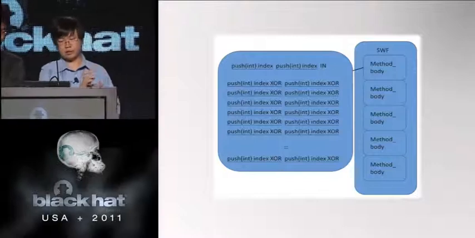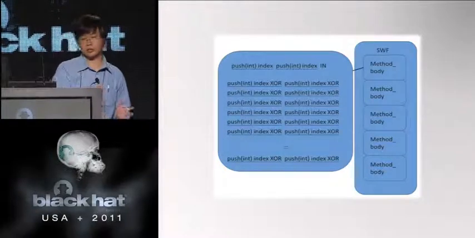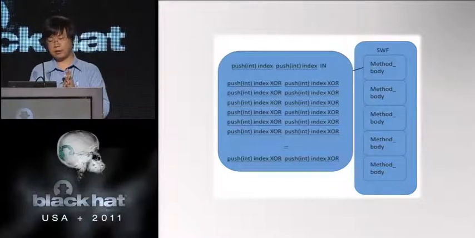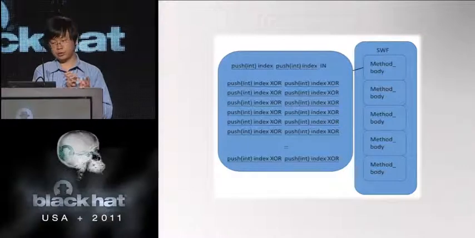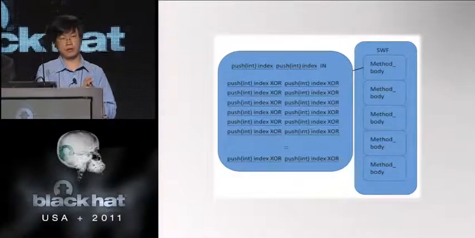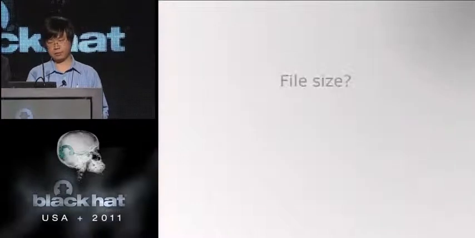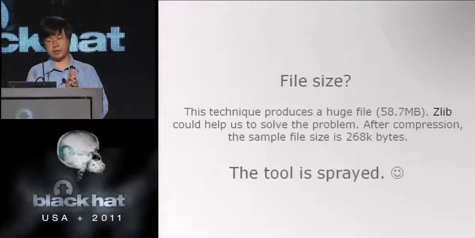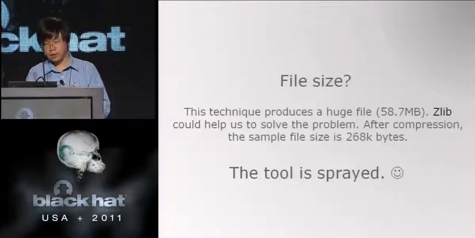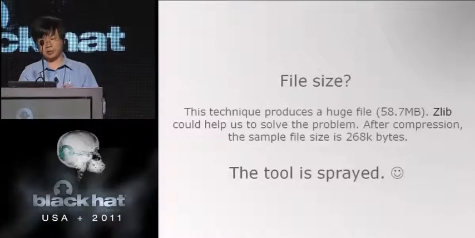This approach has a much better result. In our testing, we have around 10,000 method bodies in a Flash file, and each method body includes 2,045 XOR instructions. You may ask how big the file is. Yes, exactly, this technique produces a huge file. In our testing, the file is around 58 megabytes.